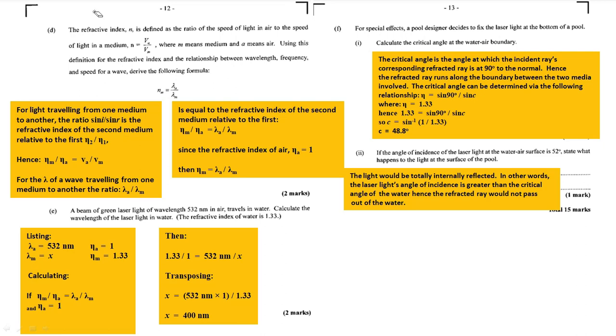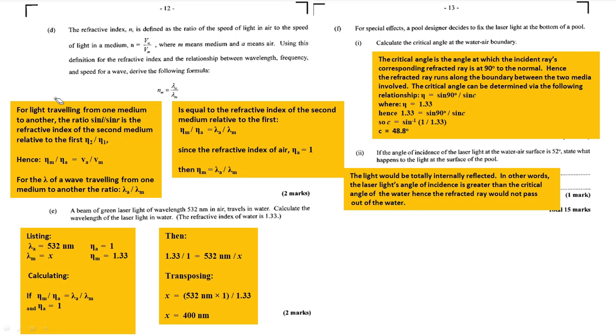So it says the refractive index n is defined as the ratio of the speed of light in air to the speed of light in a medium. You have n is equal to V_A, where A represents air, over V_M, where M represents the medium. So using this definition for the refractive index and the relationship between wavelength, frequency, and speed for a wave, derive the following formulas, where n, the refractive index of the medium, is equal to the wavelength of the wave in air divided by the wavelength of the wave in the medium.